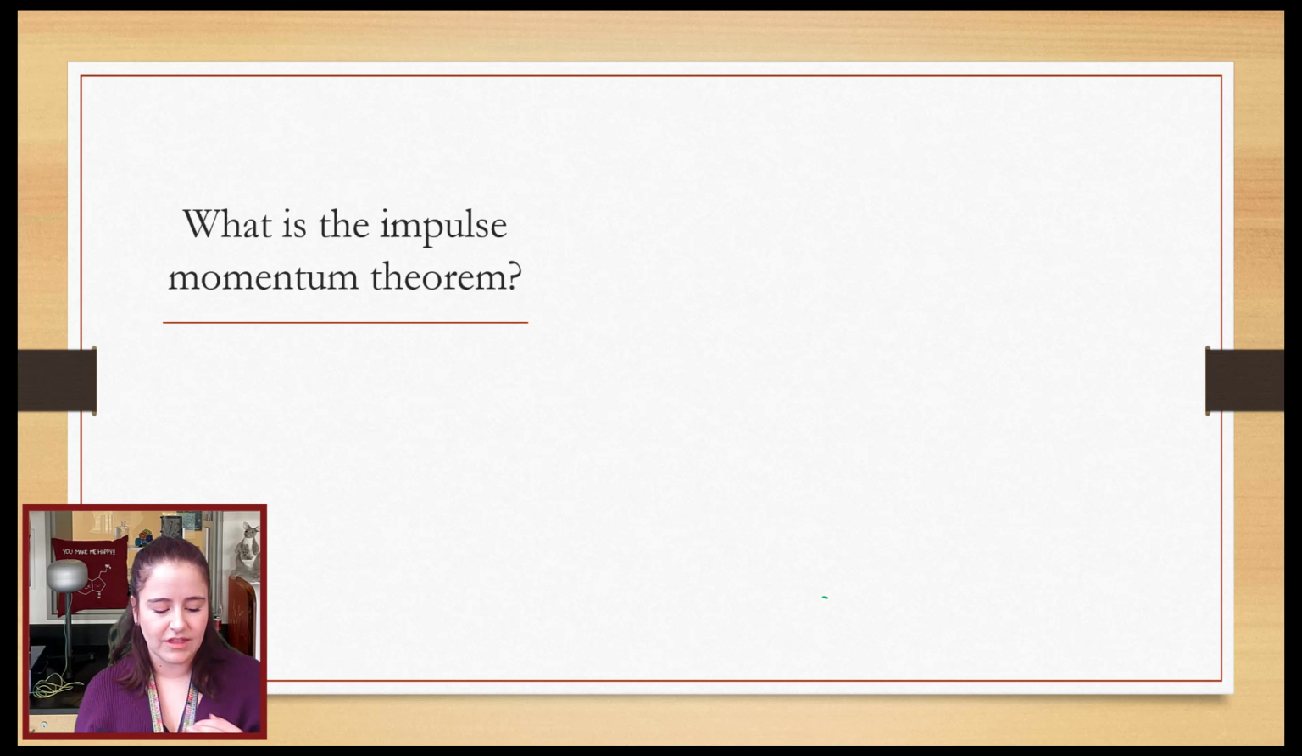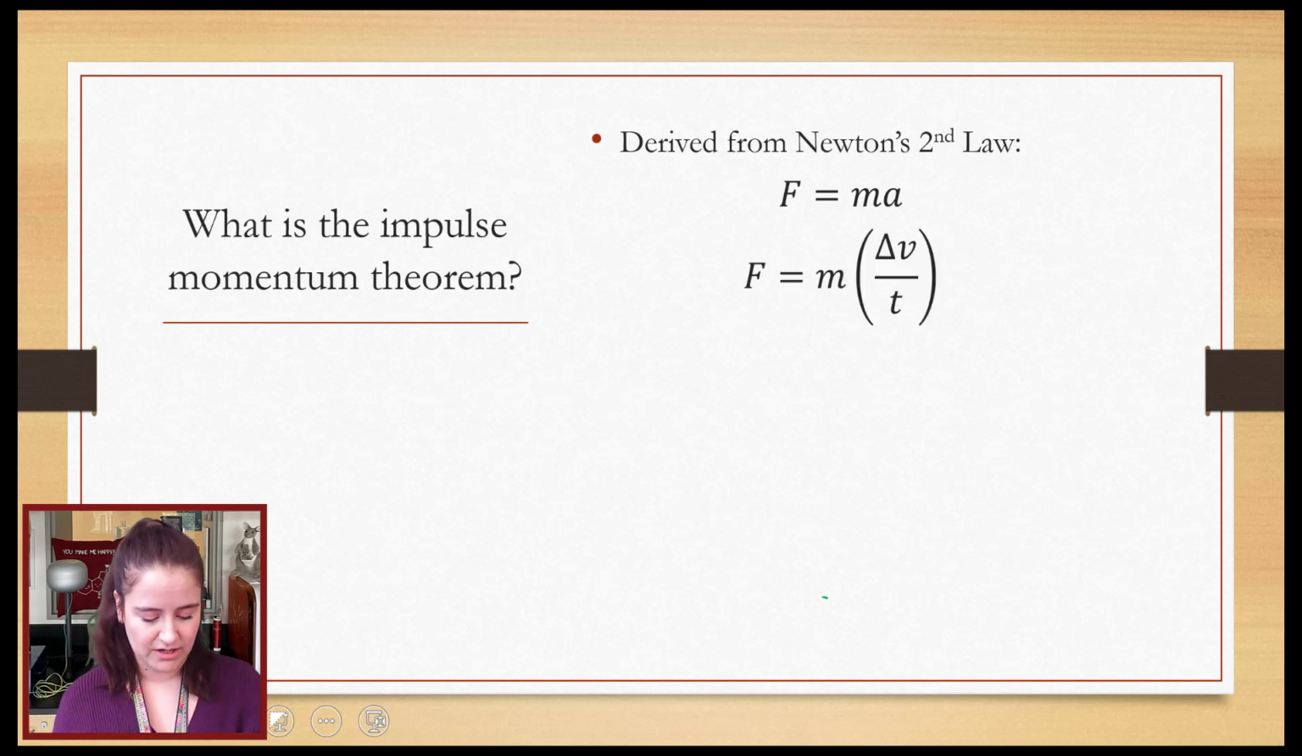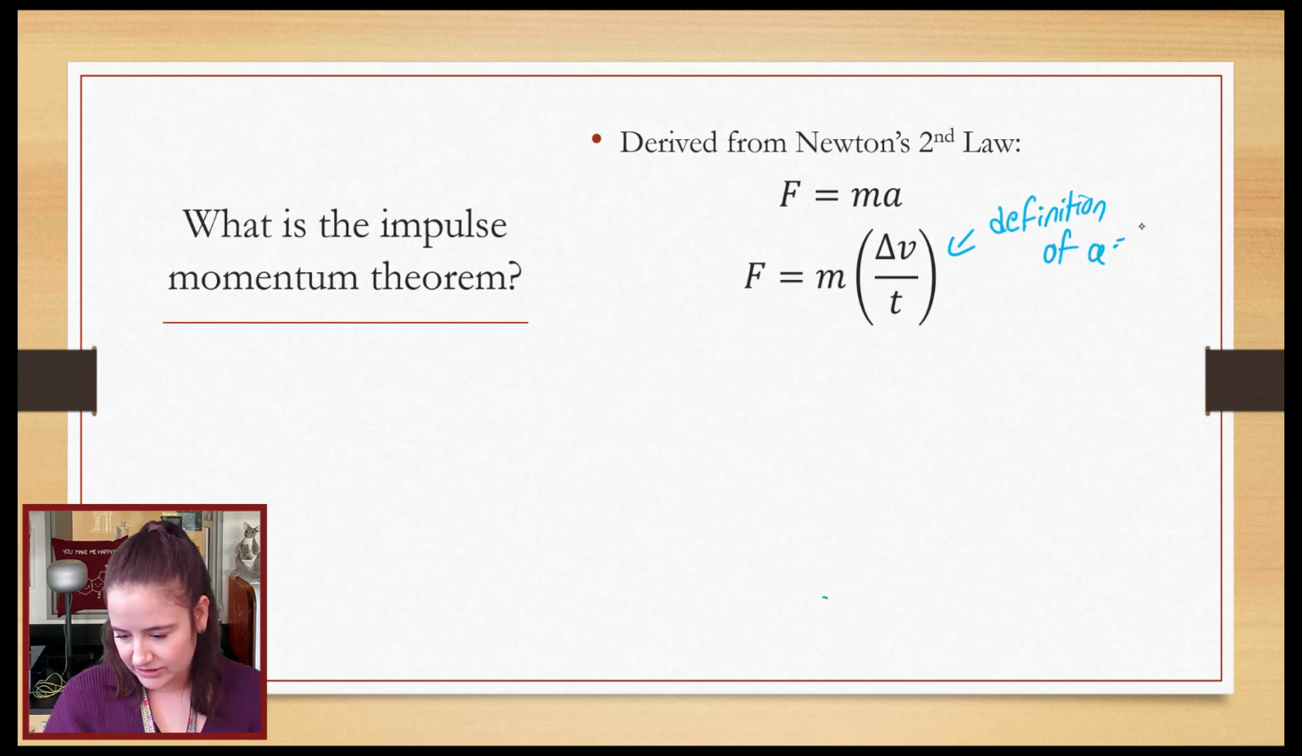Now, this is one of the most convenient and used equations in physics, especially when dealing with collisions, and it just comes from Newton's second law. So Newton's second law, we know, is just force equals mass times acceleration. But if we then put in the definition of acceleration as that change in velocity over time, we'll put that in for that acceleration.